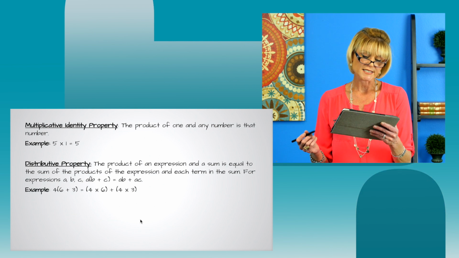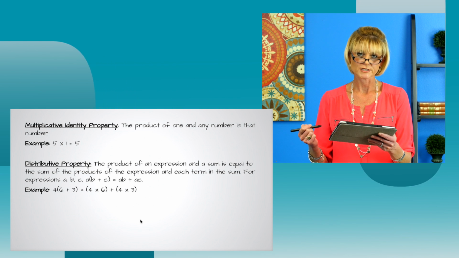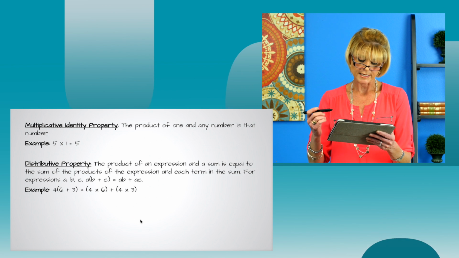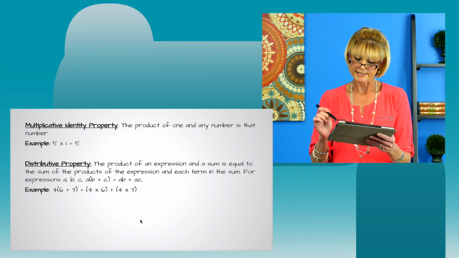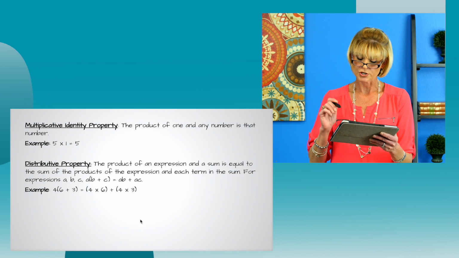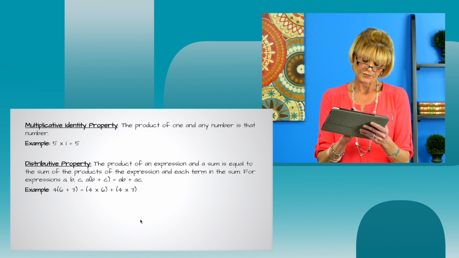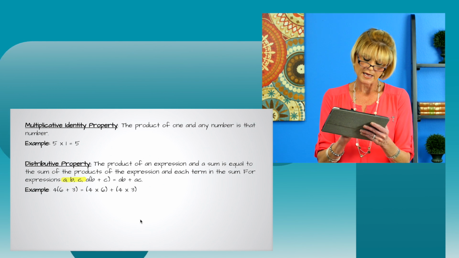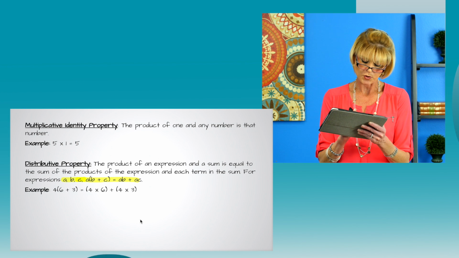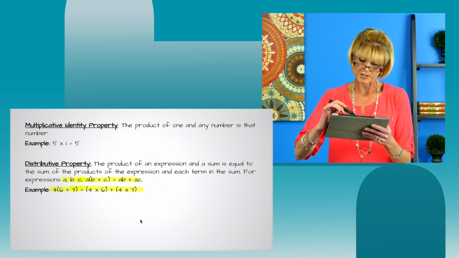The multiplicative identity property says the product of 1 and any number is that number. For example, 5 times 1 is 5. The distributive property says that the product of an expression and a sum is equal to the sum of the products of the expression and each term in the sum. For expressions A, B, and C, A times (B plus C) equals AB plus AC. Or for example, 4 times (6 plus 3) equals 4 times 6 plus 4 times 3.